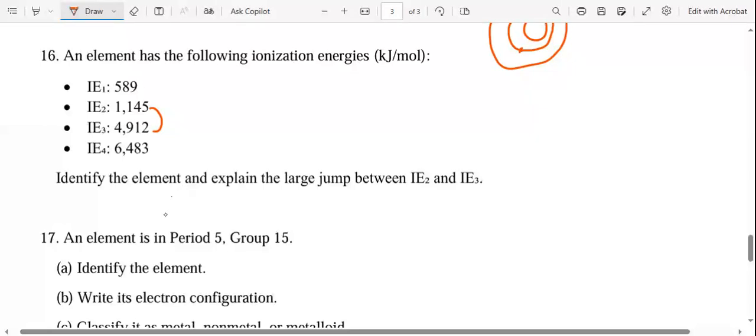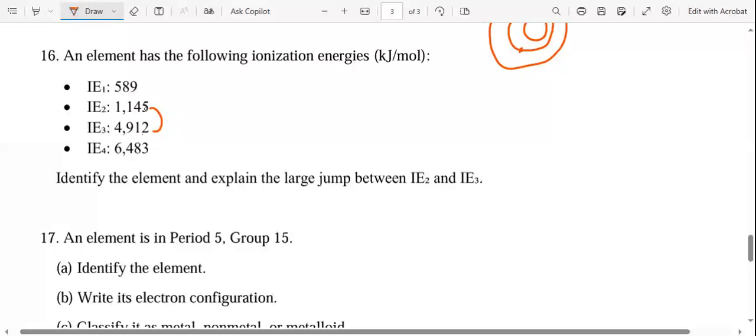These values, by the way, are not that important to you, since there is no periodic table which provides ionization energy. This was just given for the elements. So identify the element and explain the large jump. The element that will be holding this is probably group 2. Why? I know the trend myself. So this is probably group 2, magnesium somewhere there.